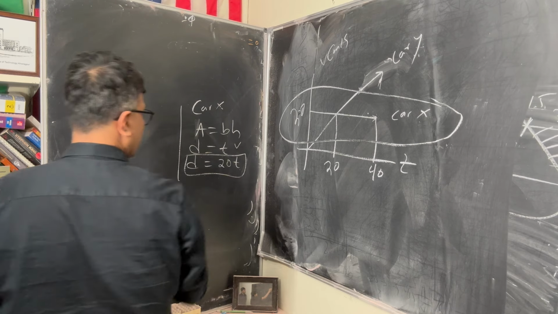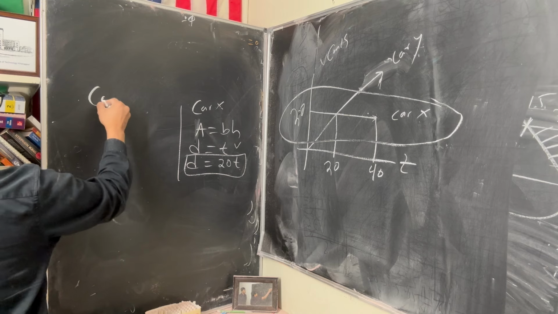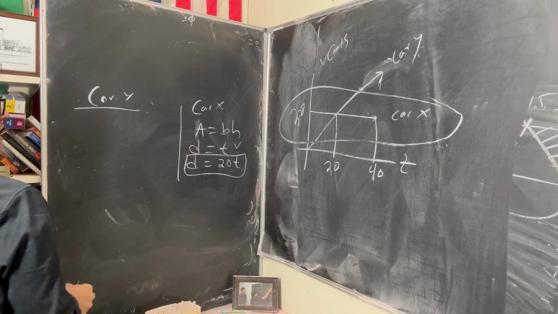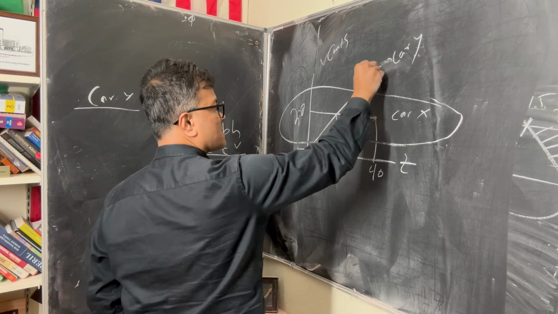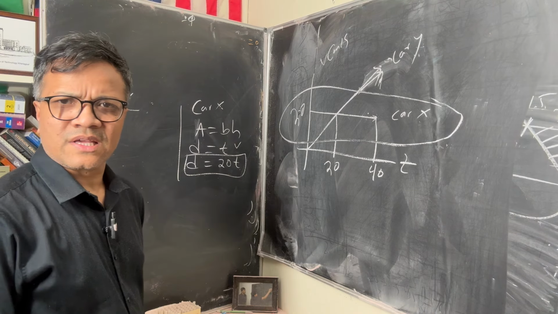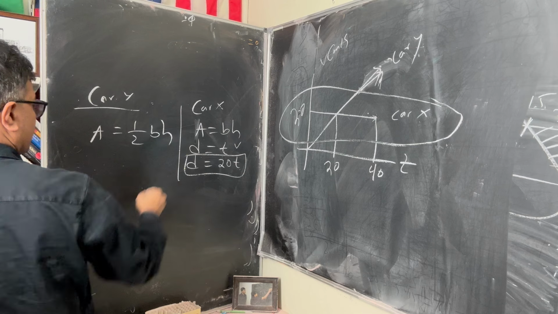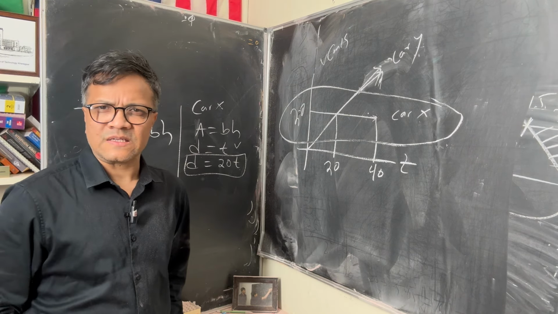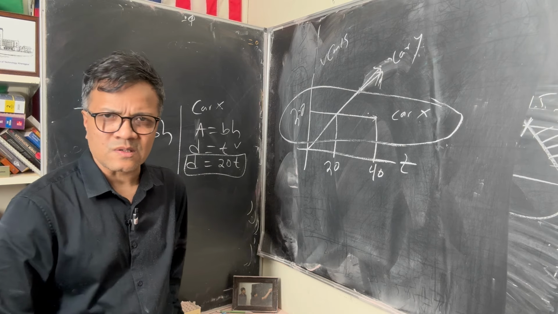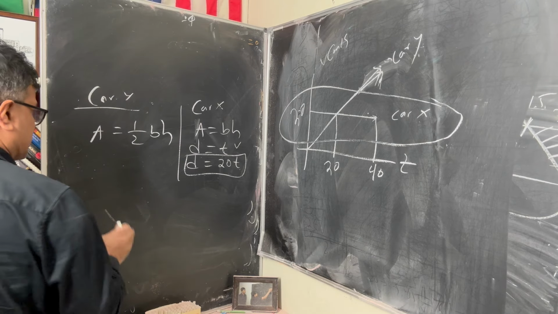Okay, that's all I ask you to find. Great. Car Y again. This time the car Y you see is going to give you the half of BH. Area is half BH. All right. No integration needed. No calculus needed. Just algebra.